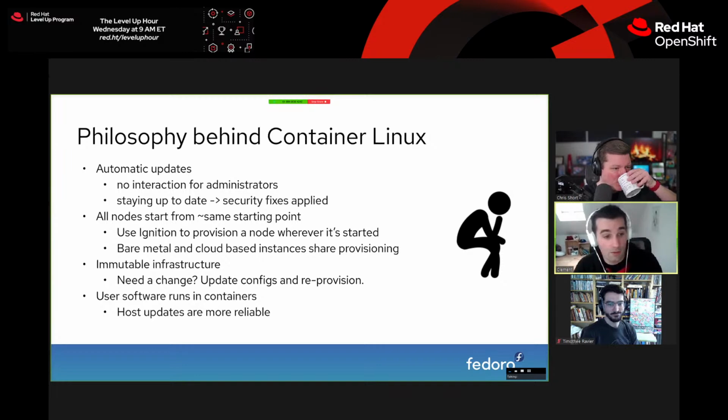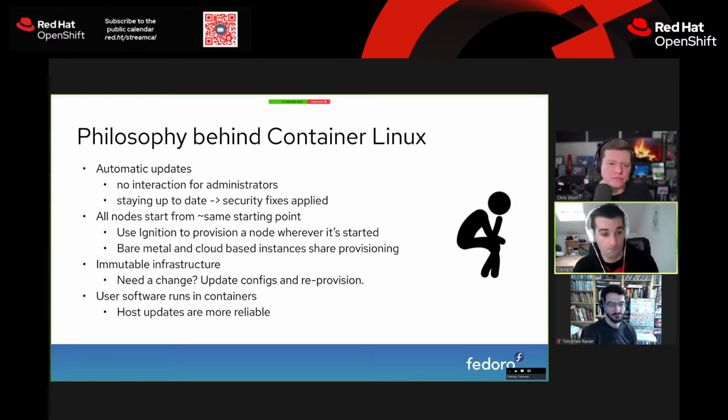Yeah, everything is immutable infrastructure. So if you need to change, you update your config and you reprovision. Those hosts are very easy to just destroy and reprovision. And the main point is that everything that is user software or workload, everything that you want to run on those operating systems, has to run in containers. Which makes the host much smaller and also the updates much more reliable.